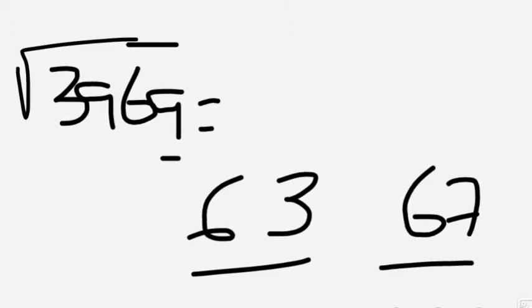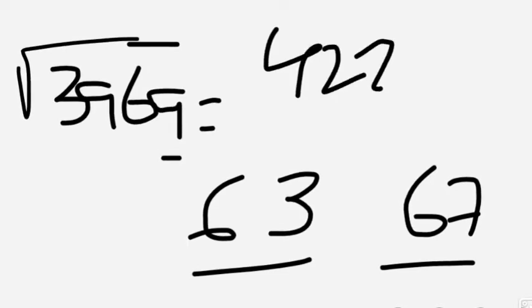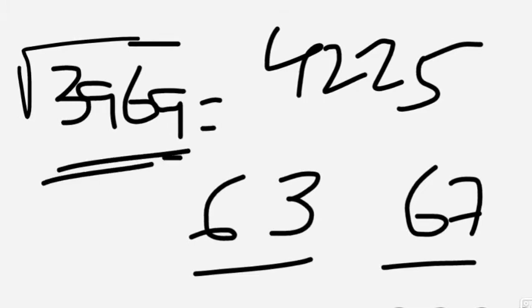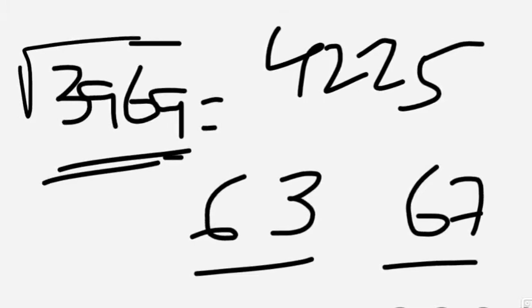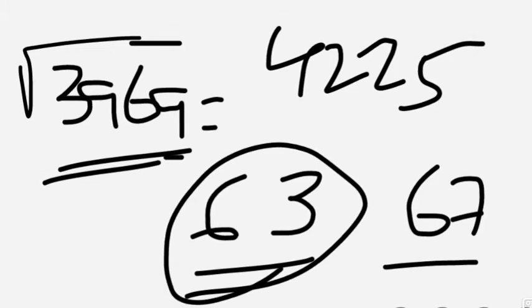65 square we already know: 65 square is 4225. 3969 is less than 4225, so we have to take the lesser value here. So 63 is our answer.